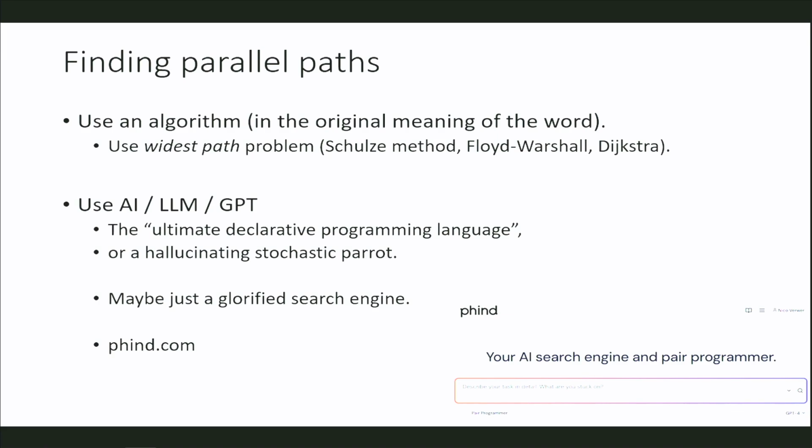So what I've used is an application of ChatGPT, find.com. There's a small screenshot here. You can just describe your task in detail. What are you stuck on? It uses GPT-4, and you can put it in pair programmer mode, and then you can just program nicely together with the AI.